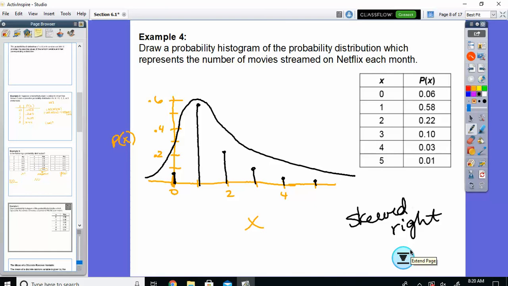Is that okay with everybody? To graph that probability distribution if you need to.